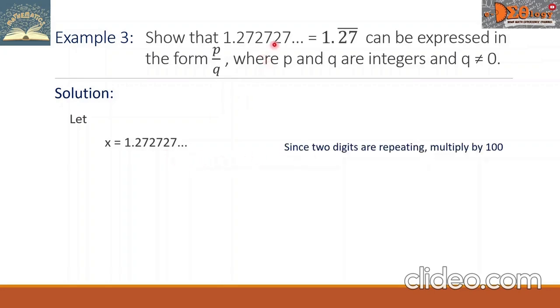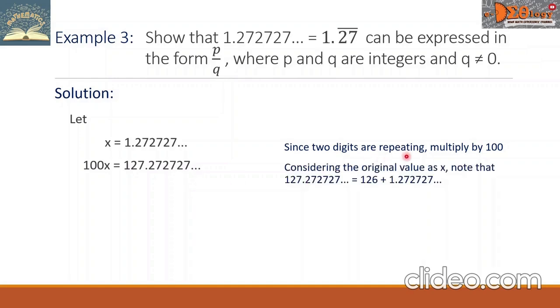Since two digits, 27, are repeating, we multiply this equation by 100. So the equation becomes 100x equals 127.272727 and so on. Considering the original value as x, note that 127.272727 and so on equals 126 plus 1.272727 and so on. Let us rewrite our equation as 100x equals 126 plus x.